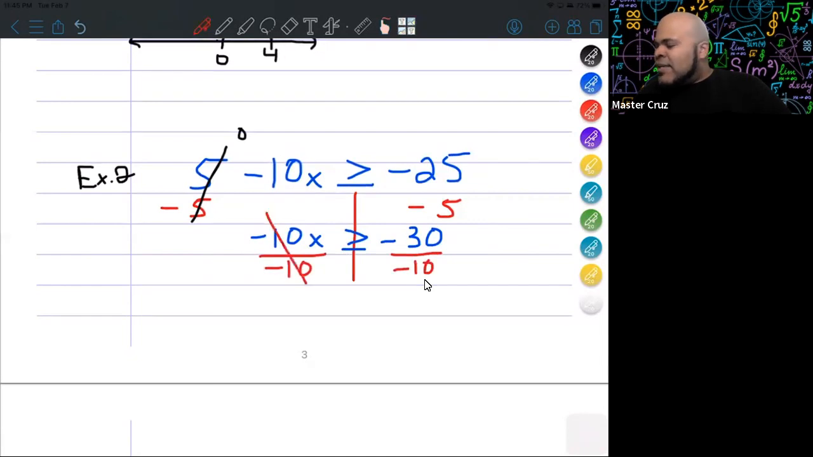So when I divide by -10, I just have x left, and always a question, do I flip the sign? And this time the answer is yes. You absolutely need to flip the sign. All right, you gotta flip it because you're divided by a negative number.